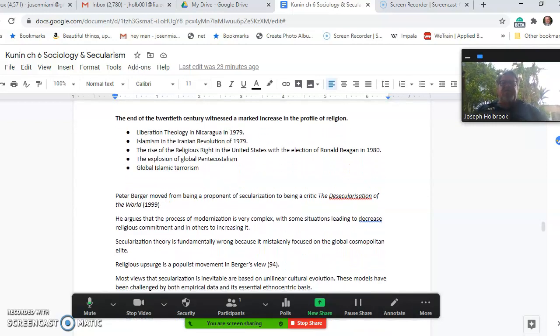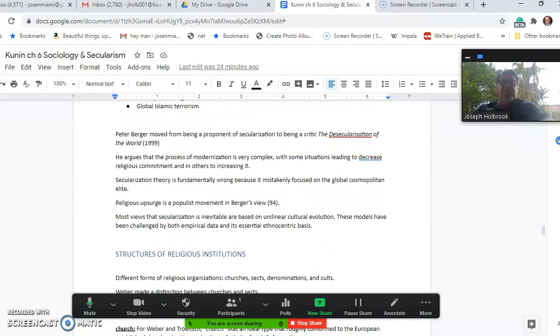At the end of the 20th century, there was a marked increase in the profile of religion in the public sphere. Liberation theology was a significant part of the Sandinista revolution in Nicaragua in 1979. Islamism was a significant part of the Iranian Revolution in 1979. There was also the rise of the religious right in the United States with the election of Ronald Reagan in 1980. There was also the explosion of global Pentecostalism, in addition to global Islamic terrorism.